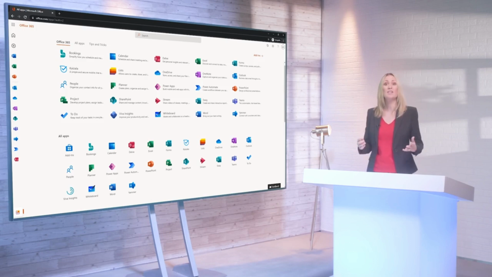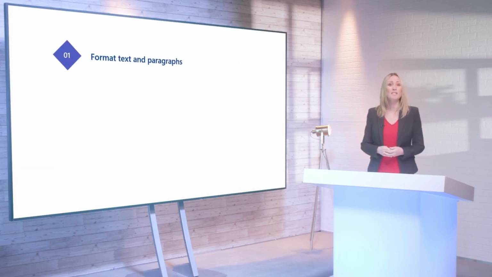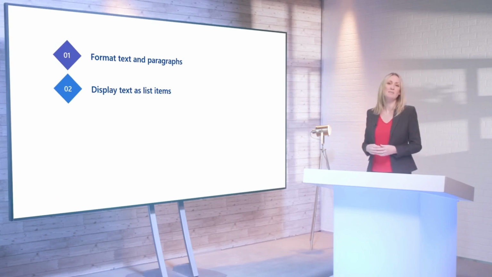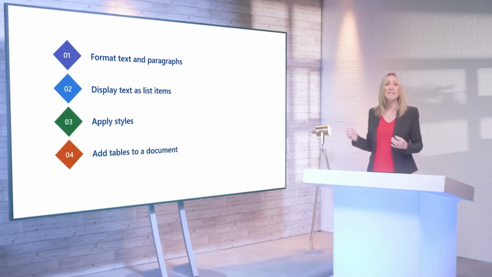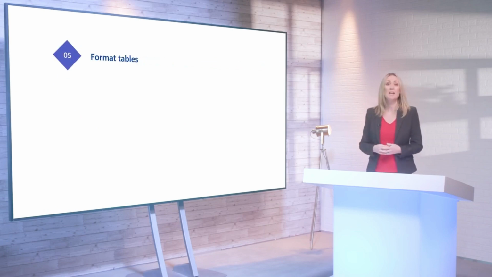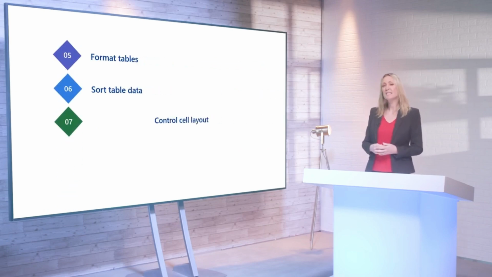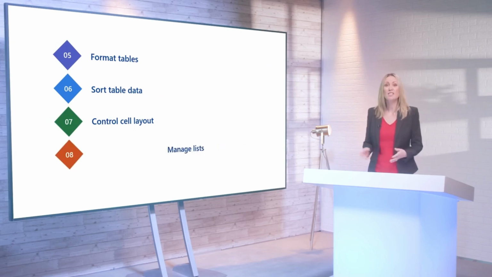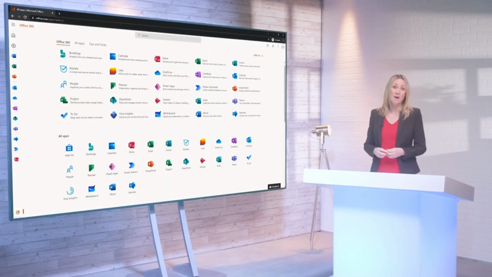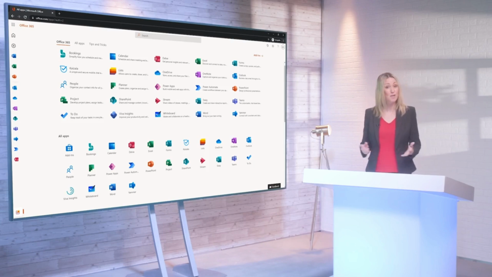Along the way, you'll learn how to format text and paragraphs, display text as list items, apply styles, and add tables to a document. You'll also learn how to format tables, sort table data, control cell layout, and finally, you'll discover how to manage lists. By the end of this module, you'll be a pro with text, tables, and lists. So what are you waiting for? It's time to get to work.